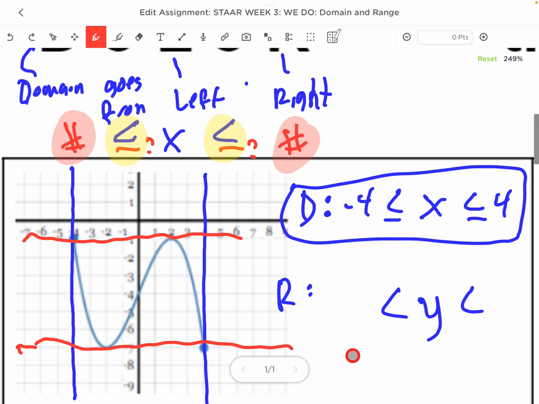So let me just look at those numbers that I have. The bottom part is this negative 7. The top is going to be that negative 1. So negative 7 goes over there, and negative 1 goes over there.